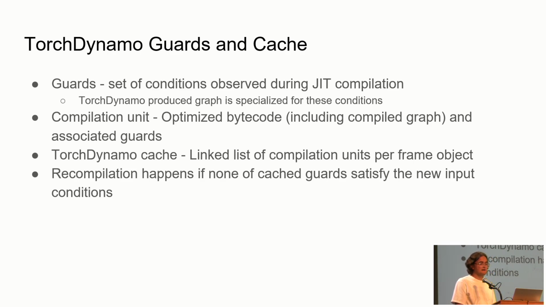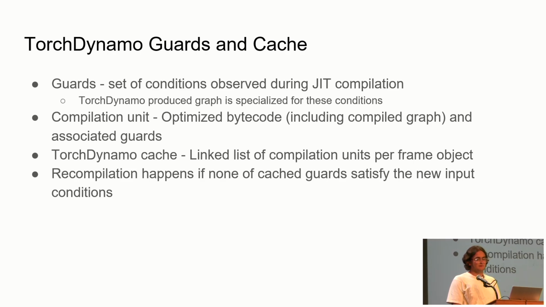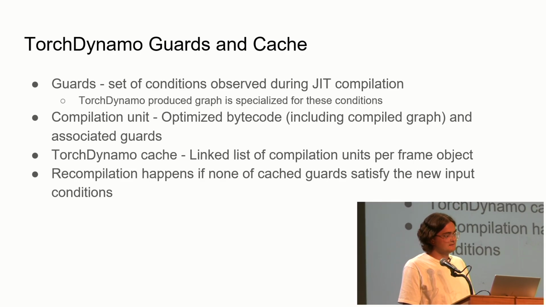So guards and cache. Guards are a set of conditions that determine whether or not it's valid to rerun the graph that we created. The compilation unit stores various graphs that we've created, and then if we fail a guard, then we continue to the next graph and its corresponding guards, and continue going down that list until we either recompile or we find a reusable program that we've already compiled.